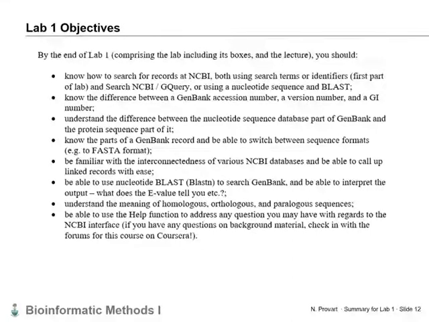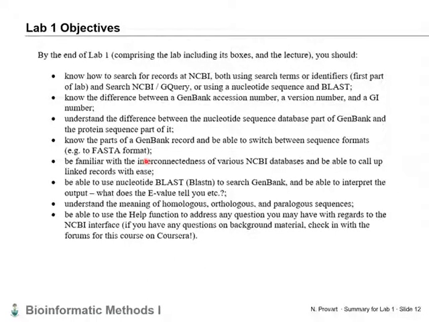So that's it. By the end of Lab 1, you should know how to search for records at NCBI using both search terms and identifiers and the GQuery interface, or by using a nucleotide sequence and using BLAST. You should also know the difference between a GenBank accession number, a version number, and a GI number. You should understand the difference between the nucleotide sequence database part of GenBank and the protein sequence part of it. Often the protein sequences are derived from the nucleotide sequence records.